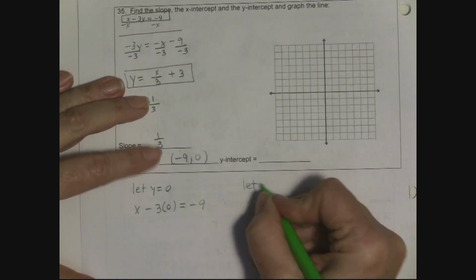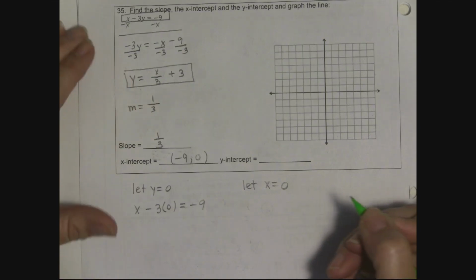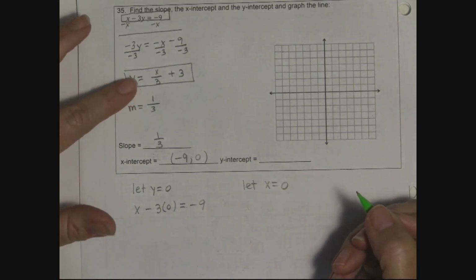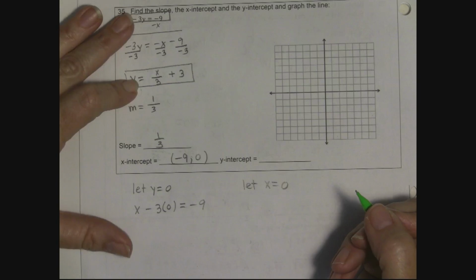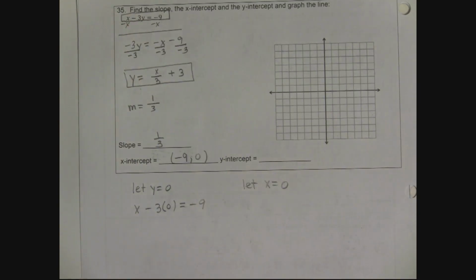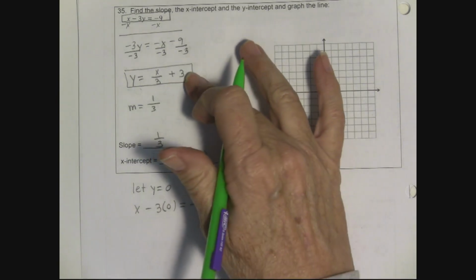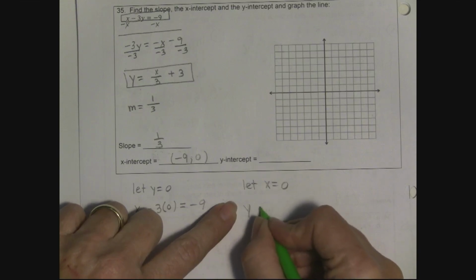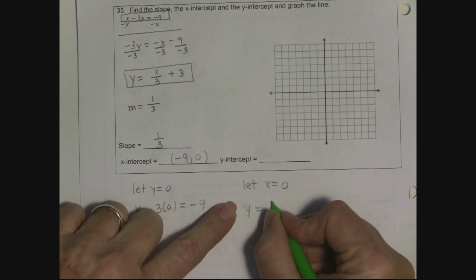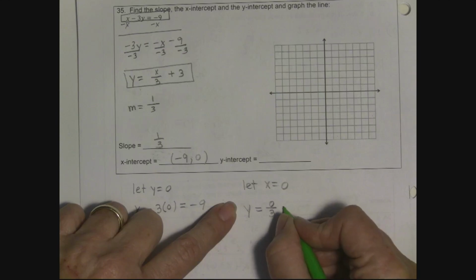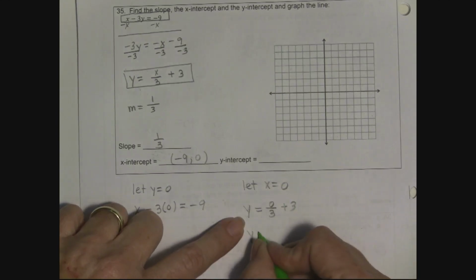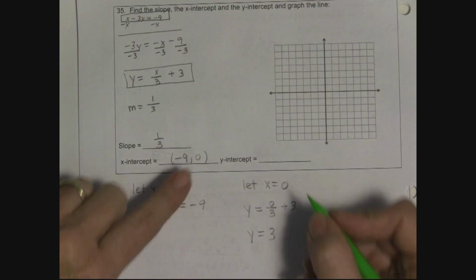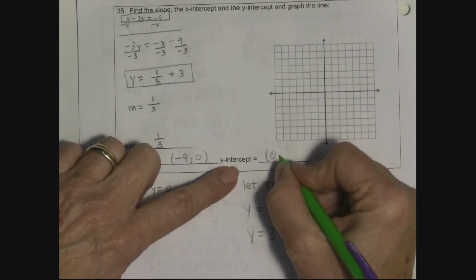How you find the y-intercept is you let x equal 0. And it's just as easy in this form as this form, in my opinion. But actually this form is probably a wee bit easier, and we're tired, so we're going to use it. And we get the choice, right? We have the line in 2 forms. So this is 0 over 3 plus 3. So we get y equals 3. So the ordered pair is (0, 3).